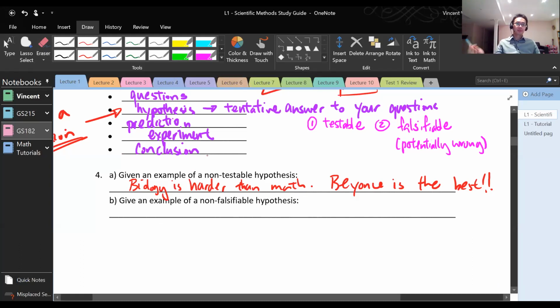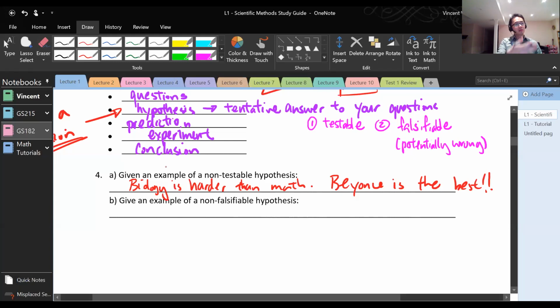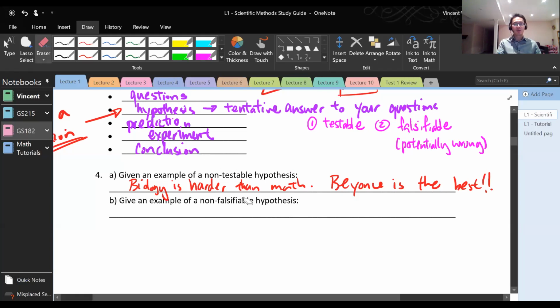Anyone? Non-falsifiable hypothesis? Yeah. Sierra said God created the universe. Yeah, that one is both non-testable and non-falsifiable. Aliens exist. Yeah, could be. The sky is blue is kind of a fact though, right? So not sure if that one would qualify as non-falsifiable.